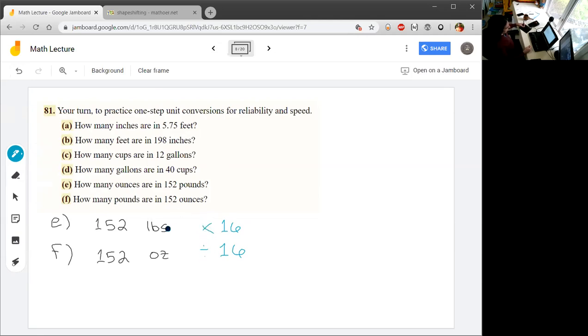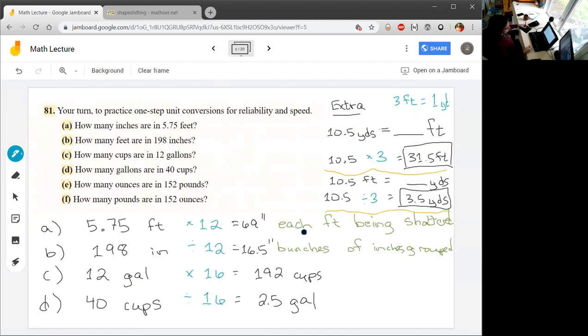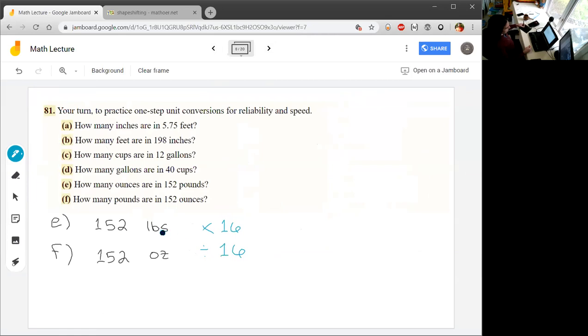Let's see, are the pounds the things that we're going to be shattering into lots of little things? Yeah, pounds are bigger than ounces. So that's, are the ounces things that we're grouping up into bundles? Yeah, so that's divided by.